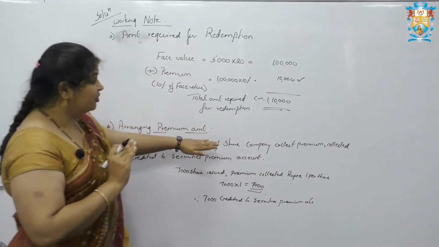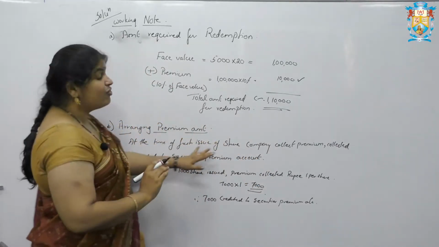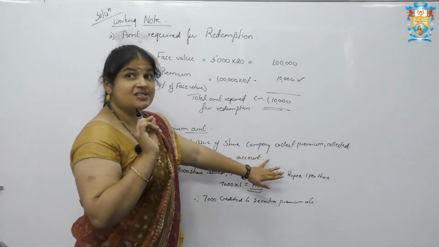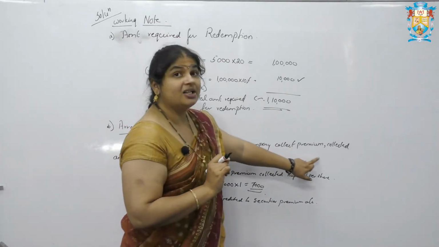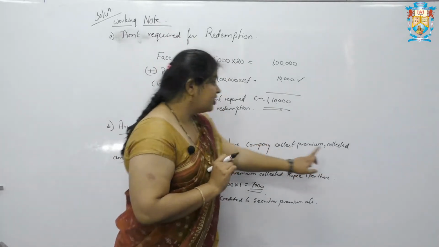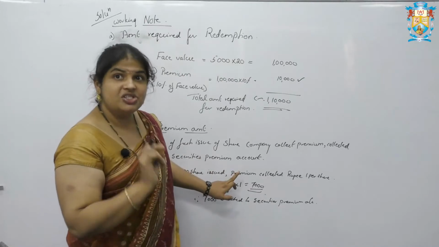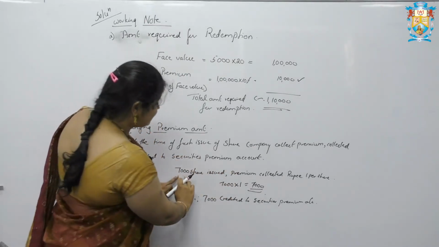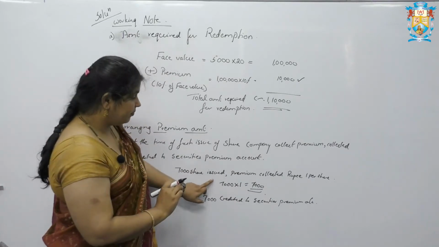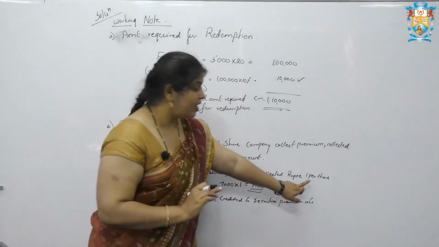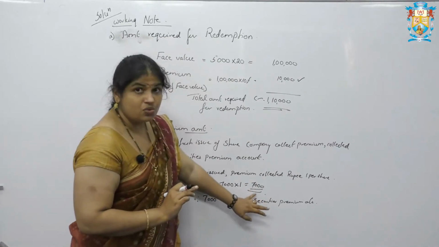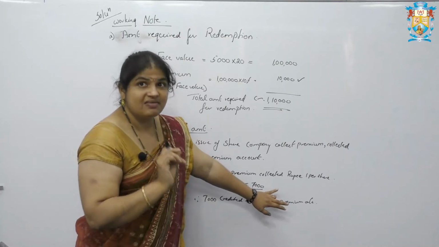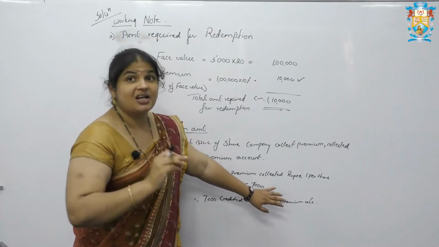Now come to the second working note. At the time of fresh issue, I am going to issue fresh shares. 7,000 shares are issued. So the company collected the premium at the time of fresh issue. The collected amount is credited to which account? They are going to credit it to the securities premium account. So 7,000 shares issued, premium collected is rupee 1 per share. That is 7,000 into 1, that is 7,000. So total money collected as premium is 7,000. So full 7,000 is credited to which account?